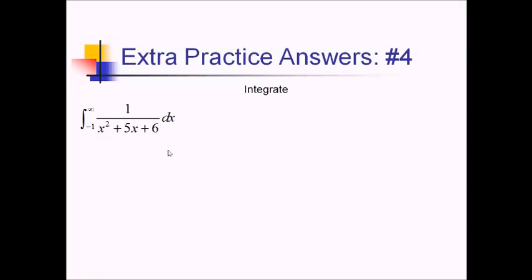For this problem, I want the integral from negative 1 to infinity of this expression. Now, since I'm going to infinity here, this is an improper integral. I'm going to rewrite it with a limit as b approaches infinity of the integral from negative 1 to b of all this stuff. And then let's see here. What can I do next?